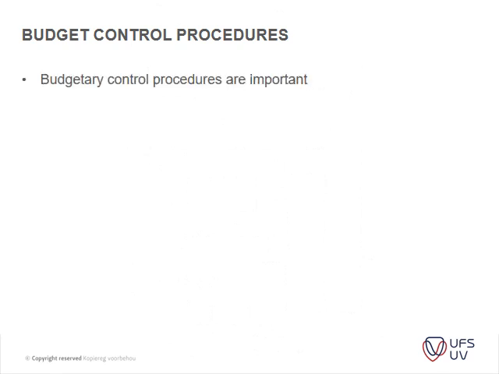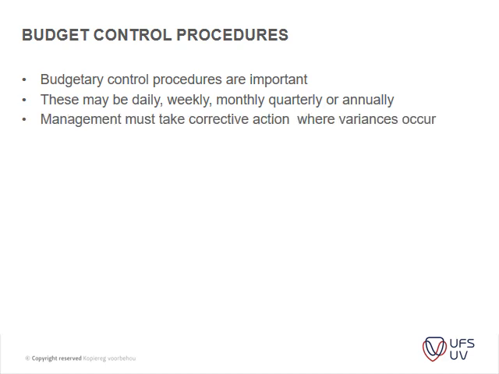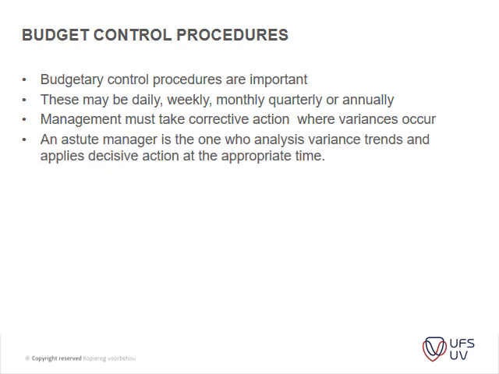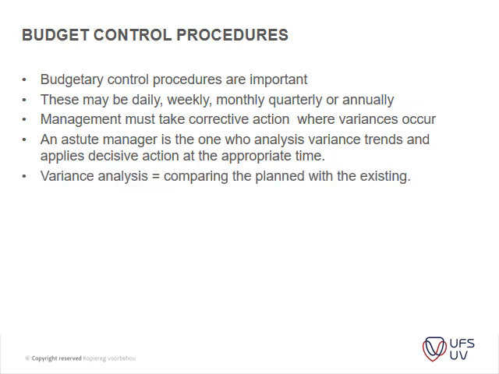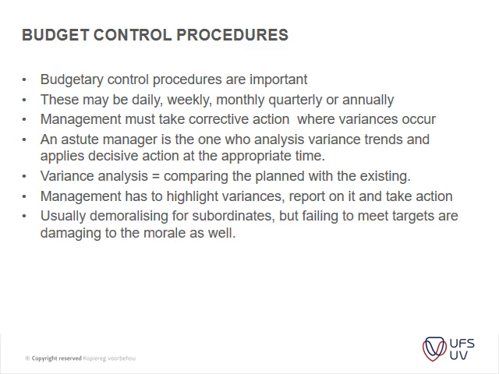Then your budget control procedures. Your budget control procedures are important. These may be daily, weekly, monthly, quarterly, like we discussed. Management must take corrective actions where variances occur. An astute manager is the one who analyzes variances, trends, and applies decisive action at the appropriate time. Variance analysis is comparing the planned with the existing. Management has to highlight variances, report on it, and take action accordingly.